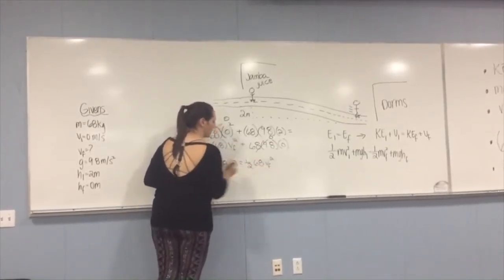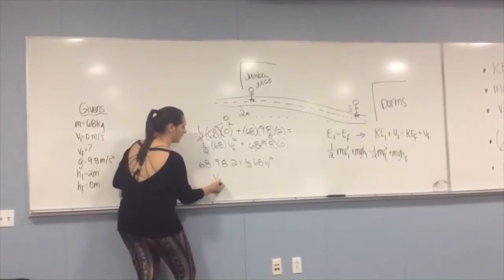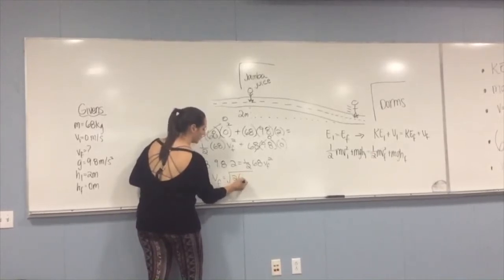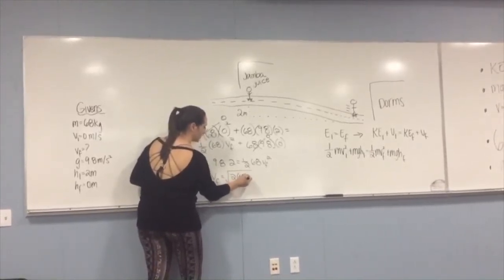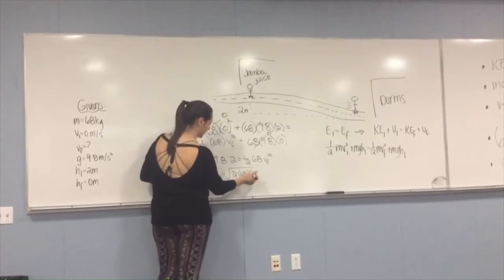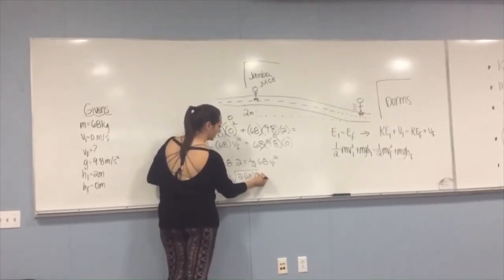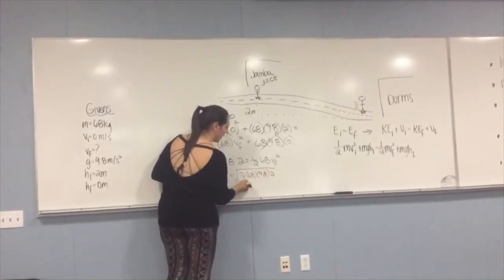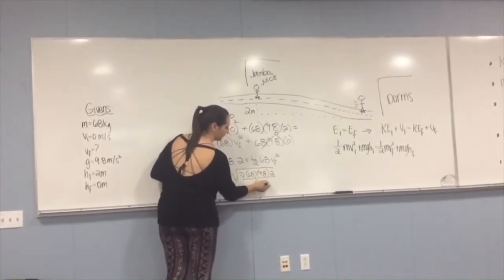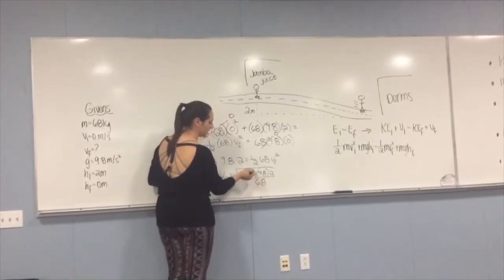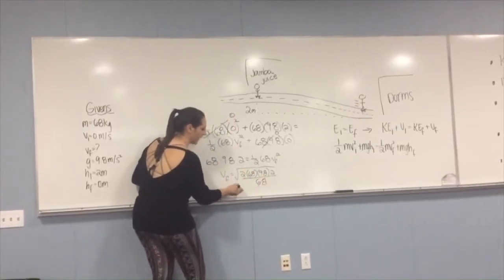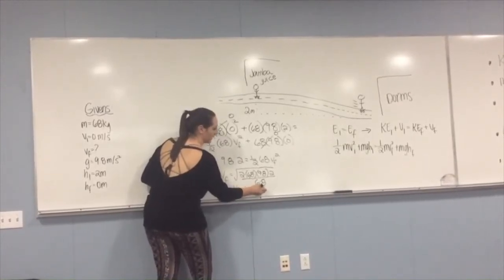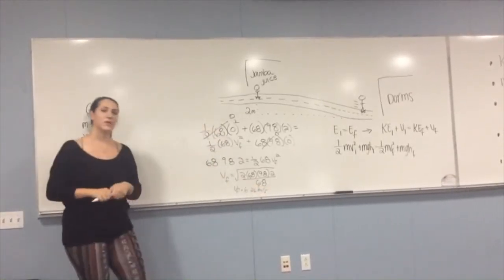velocity squared. This is then equal to the square root of 2 times 68 times 9.8 times 2 all over 68. As you can see, the masses cancel out, and velocity final is then equal to 6.26 meters per second, which is reasonable for a skateboarder skating down this hill.